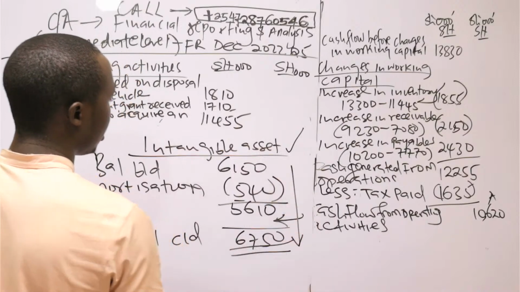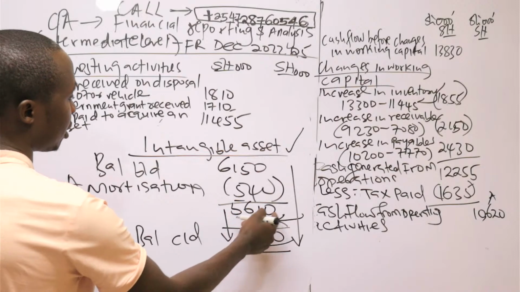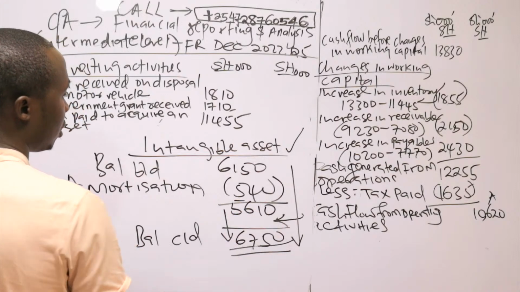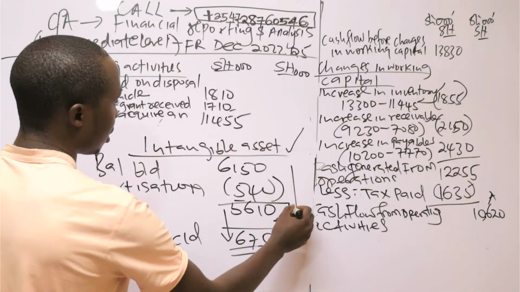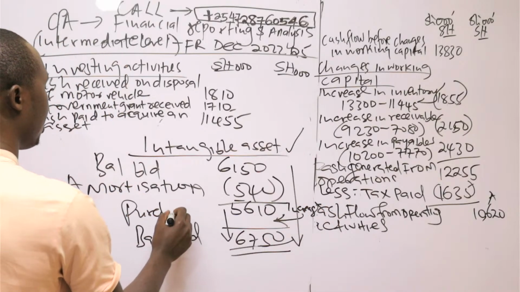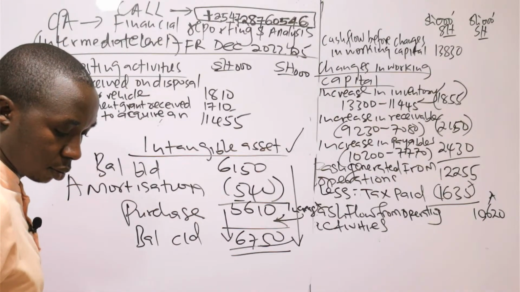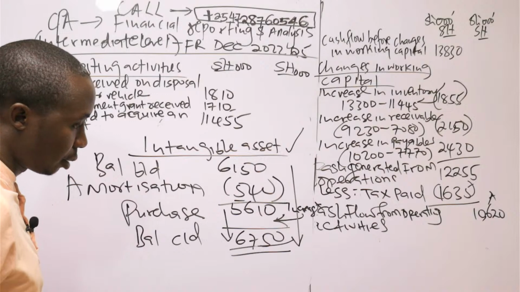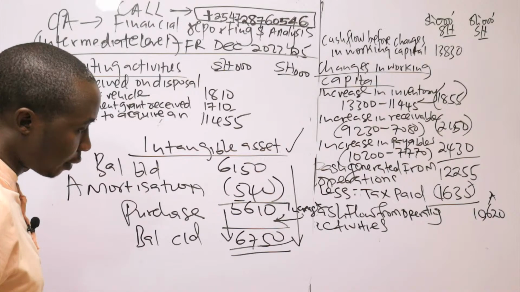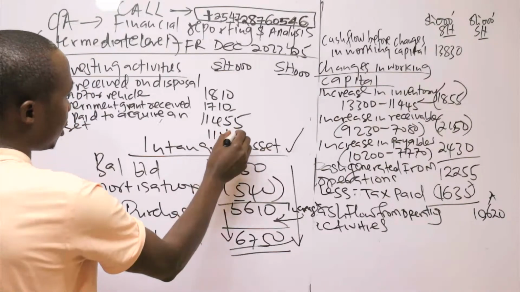So what does it mean that they did? From 5,610 to 6750, it is an increase, not a reduction. There's an increase here, meaning that they did another purchase of intangible assets. That is why we have an increase there. So 6750 minus 5610 is 1140.